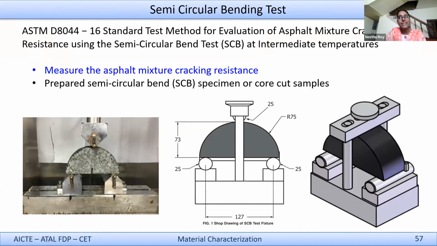Now, moving on, the last test which I will be discussing in this session is the semicircular bending test. What you have studied so far, this is more like a fracture mechanics kind of thing. In the previous test, fatigue life was being explored.